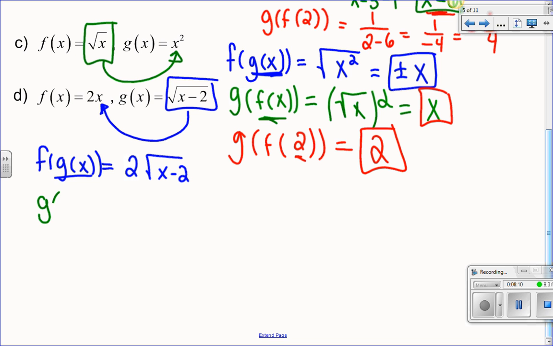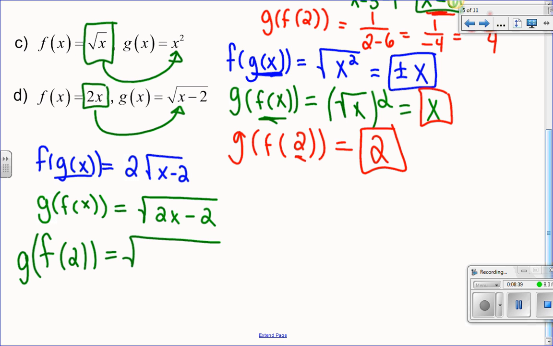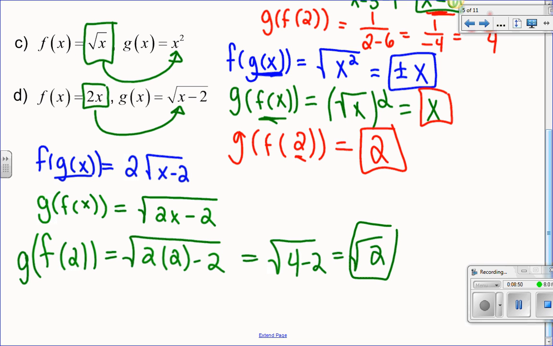And g of f of x. So it's saying take f of x, substitute it in for the x of g of x. We'll have the square root of 2x minus 2. If we want g of f of 2, we'll have 2 times 2 minus 2, or the square root of 4 minus 2, which is square root of 2.